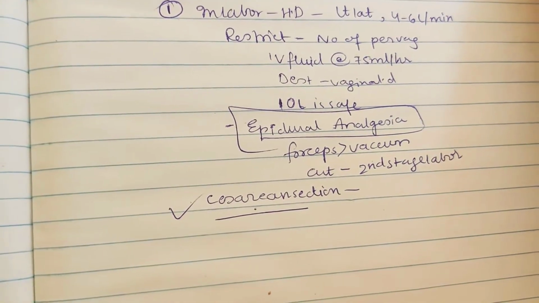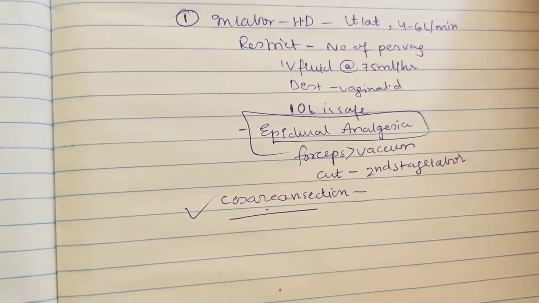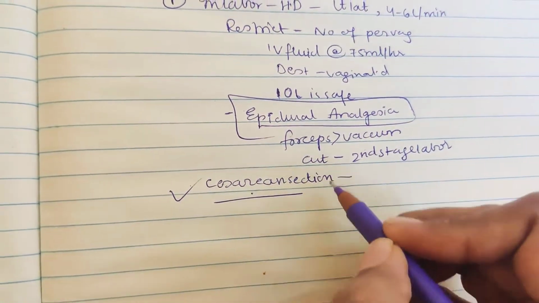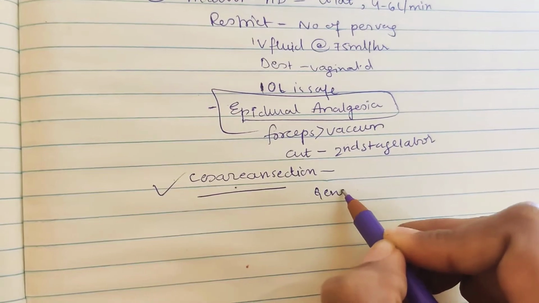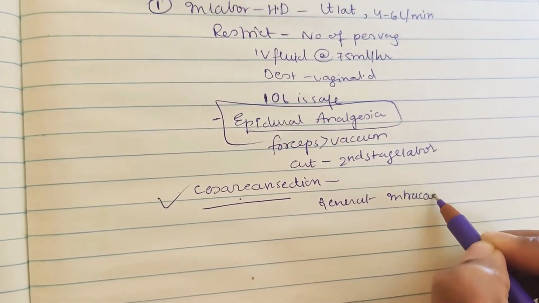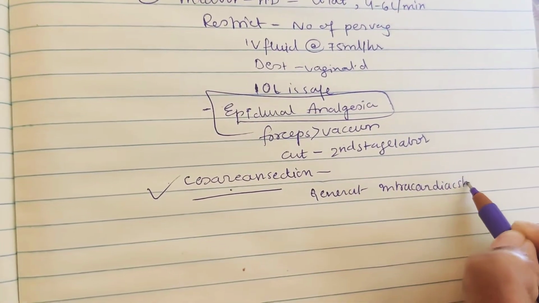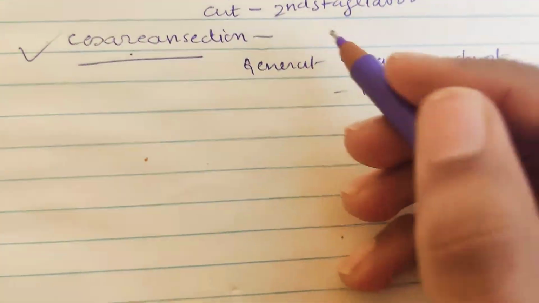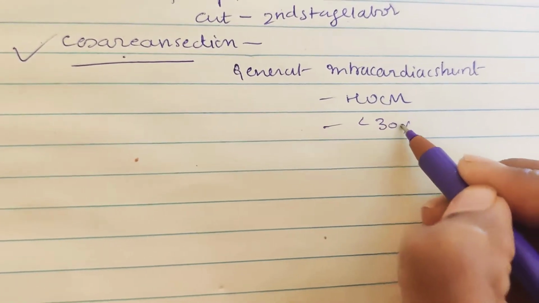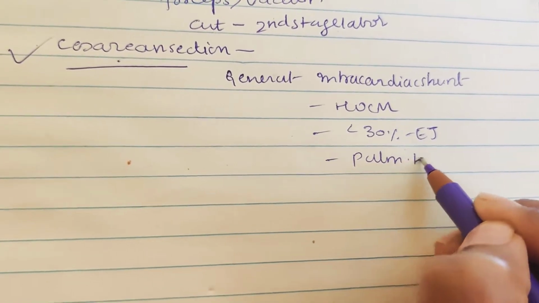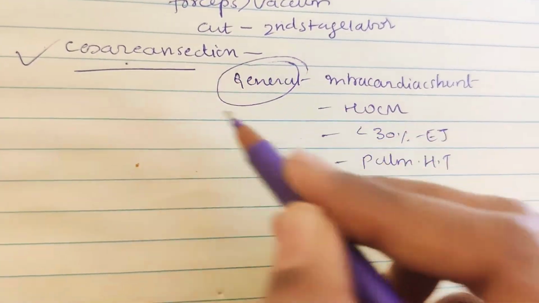Next, general anesthesia indications. The indications for general anesthesia are intracardiac shunt, HOCM, that is hypertrophic cardiomyopathy, ejection fraction again less than 30%, and pulmonary hypertension. These are all the indications for general anesthesia.